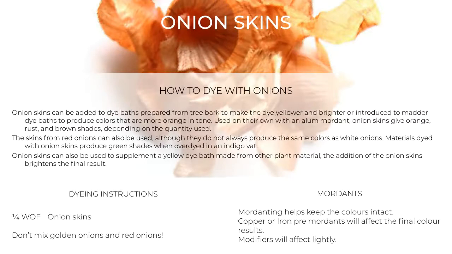And please, there is one thing that's very important. If you do the onion peels, separate red and golden onion skins, because they should not be mixed. They create two different types of color ranges, and actually analyzing and comparing those is quite an interesting exercise.